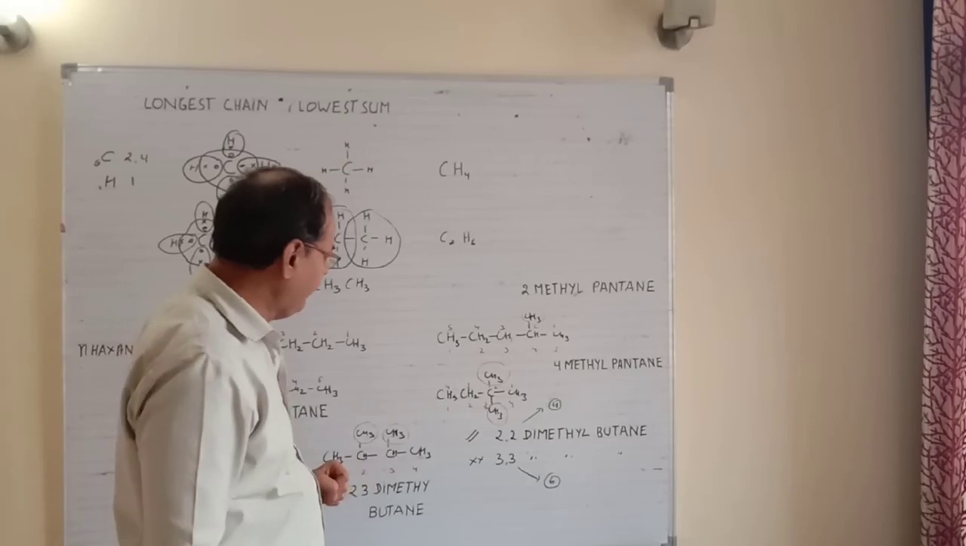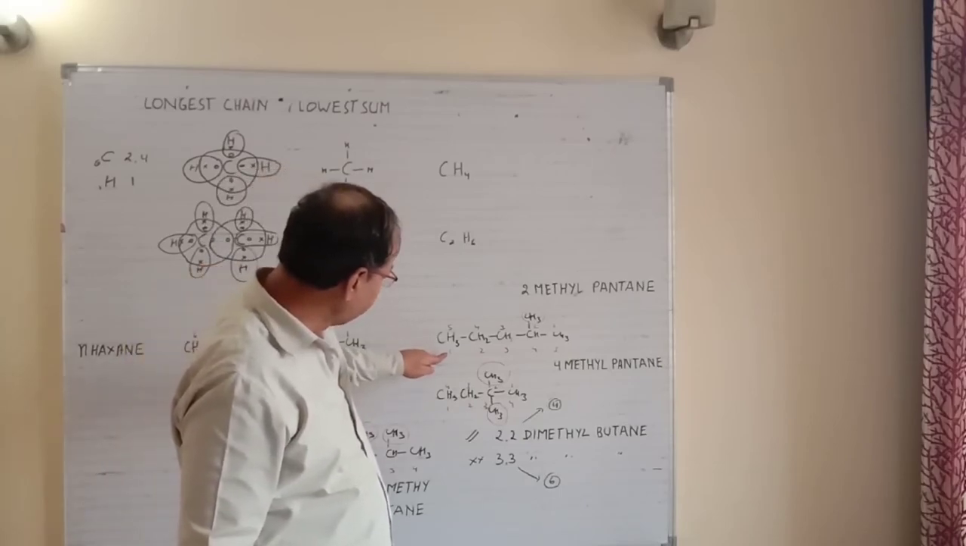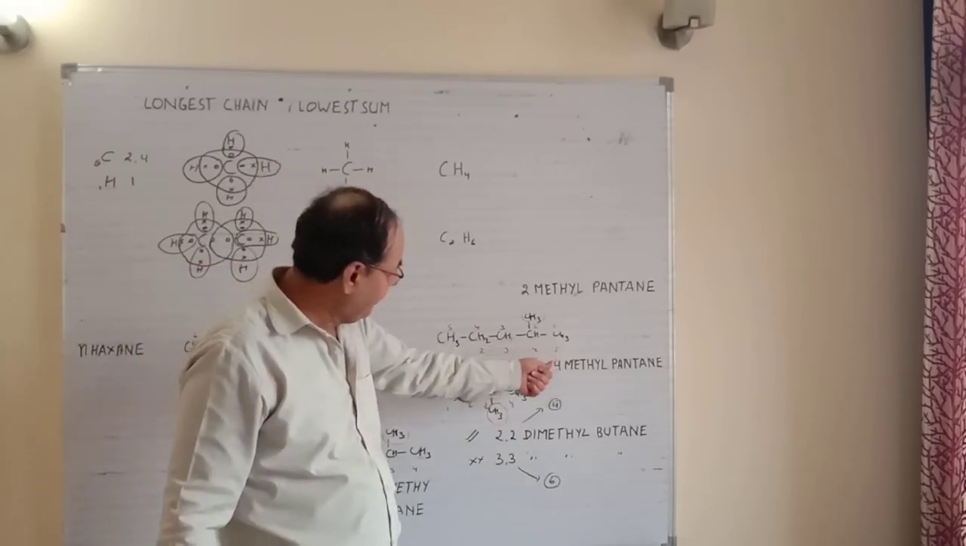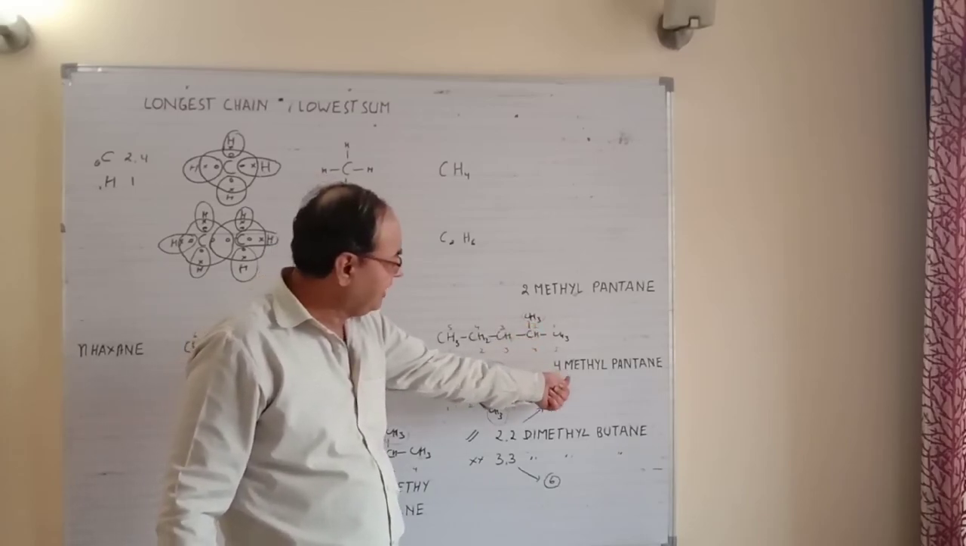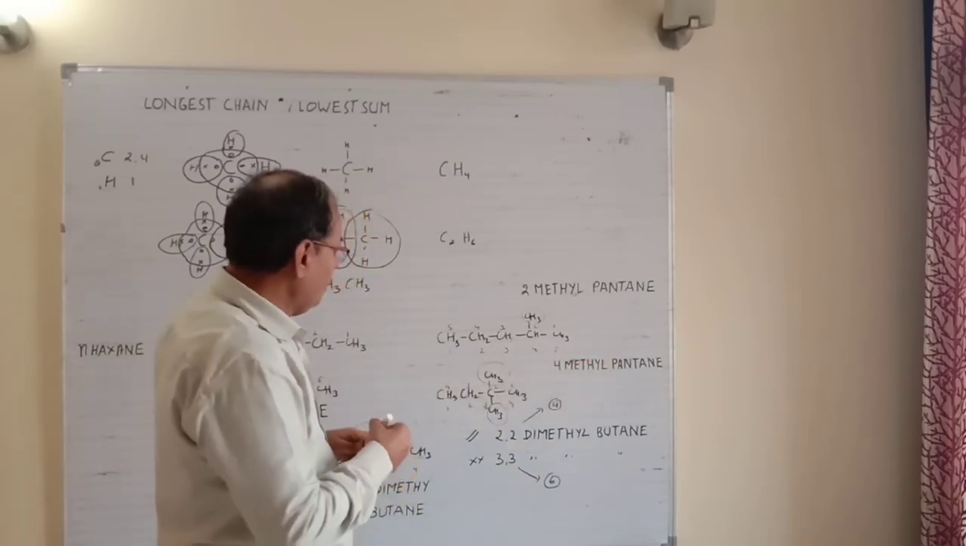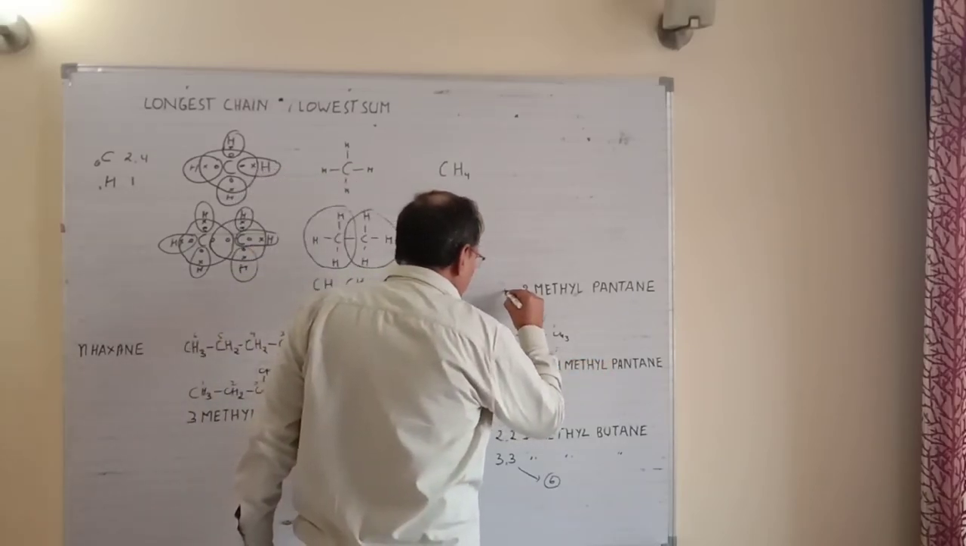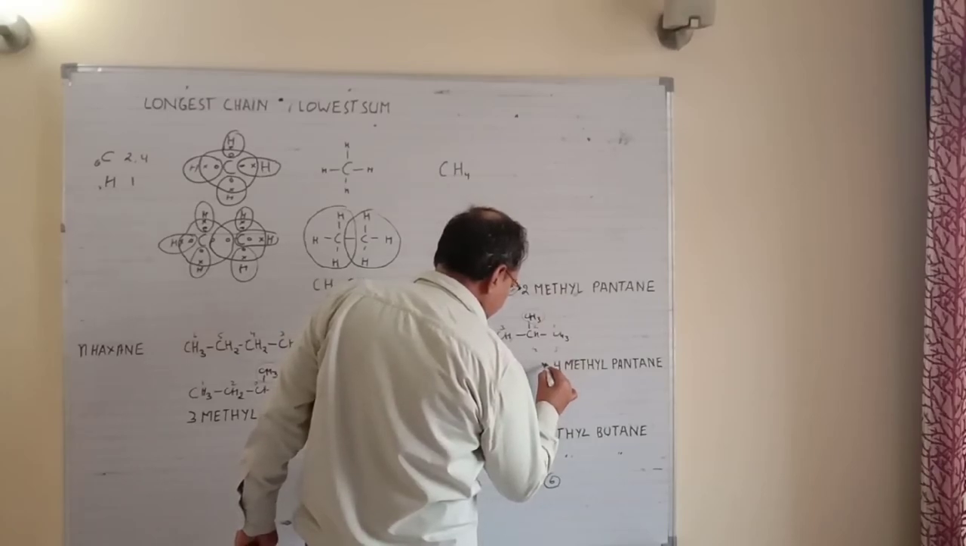On the other way, if we start the numbering from this end, 1, 2, 3, 4, 5, the methyl is coming on the 4th position. So another name is 4-methylpentane. Since the lowest number is 2, this is your right name and this is your wrong name.